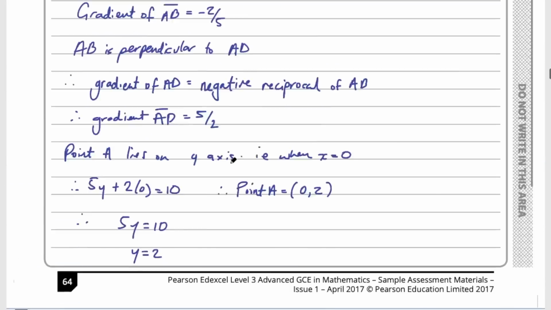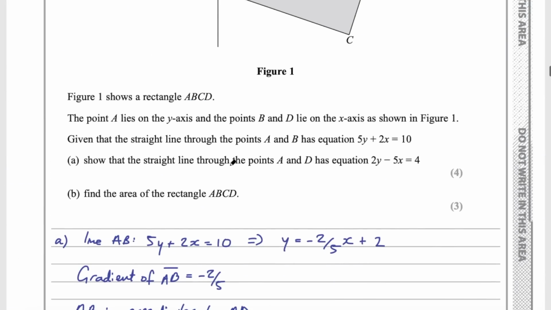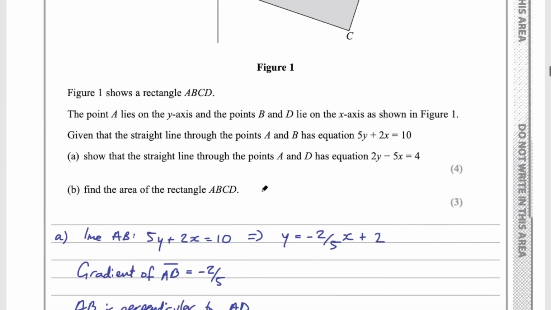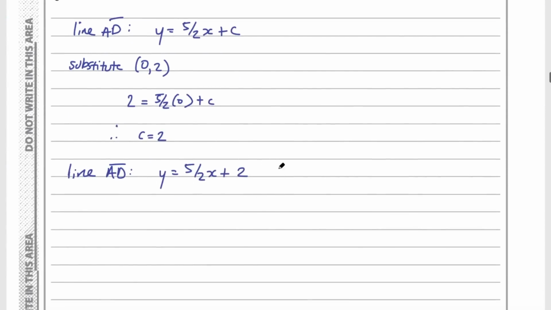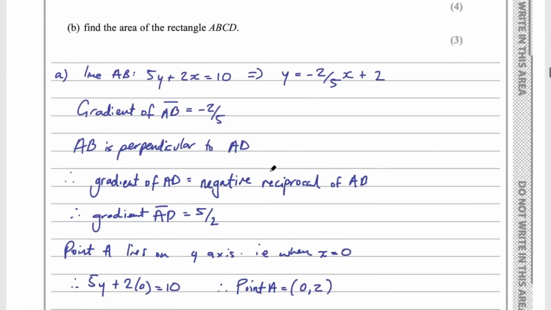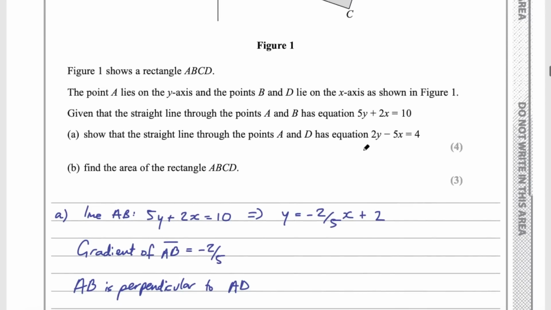Alright, so that answers the question. Show that the straight line, we still need to rearrange it a little bit, so multiply everything by 2, so this is going to be 2y equals 5x plus 4, and then subtract the 5x from the other side, so 2y minus 5x equals 4. So we've shown that the straight line through A and D has equation 2y minus 5x equals 4.